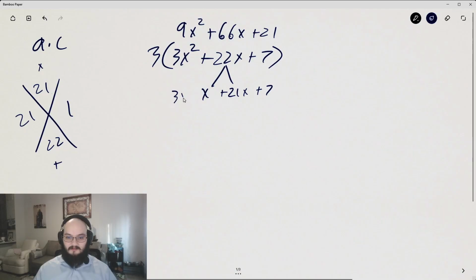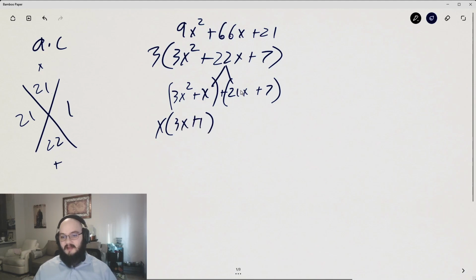Plus 7, 3x squared, and now we put our parentheses in and factor by grouping. So 3x squared plus x. x is the greatest common factor there. We'll be left with 3x plus 1. And then here, greatest common factor is a positive 3. We'll be left with... Oh, I'm sorry. No. Greatest common factor is a 7. We'll be left with 3x plus 1.